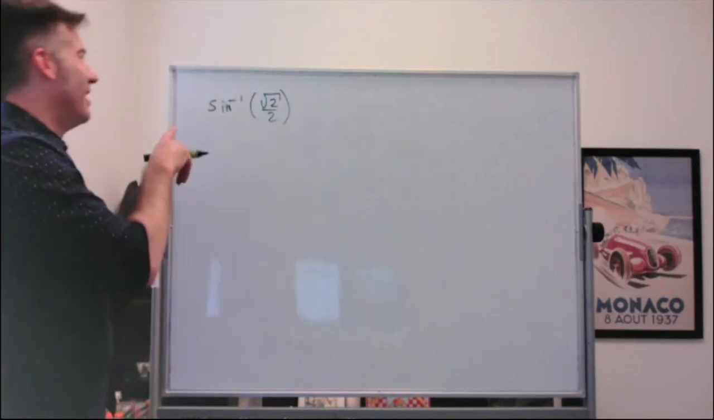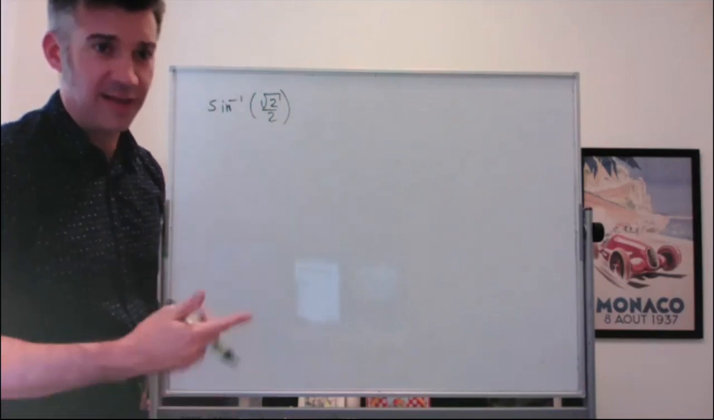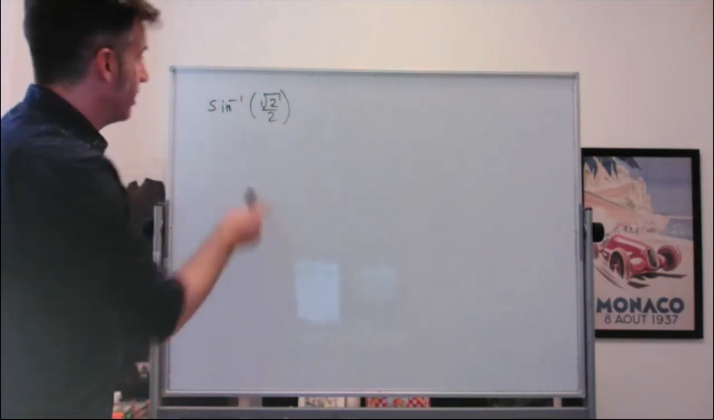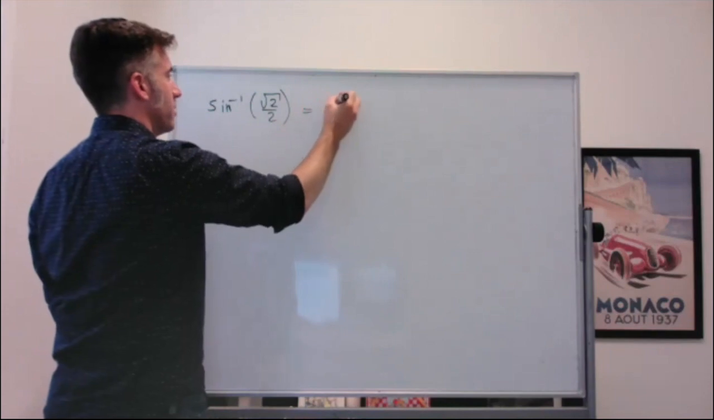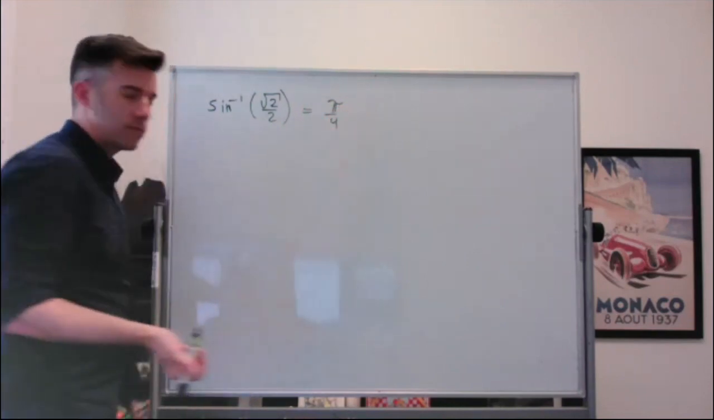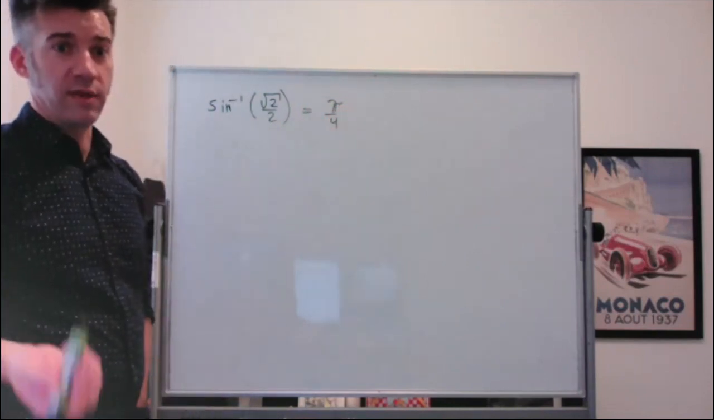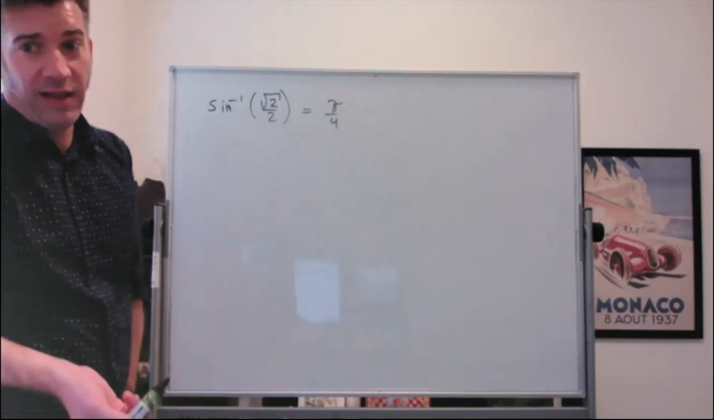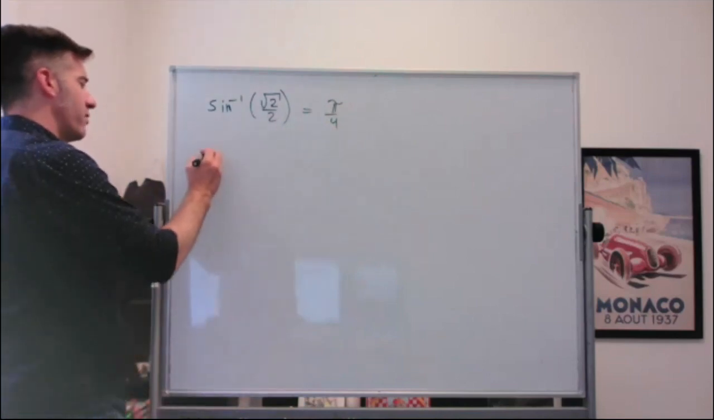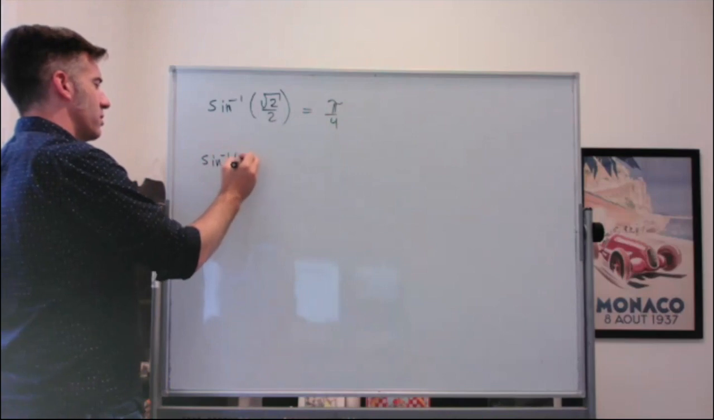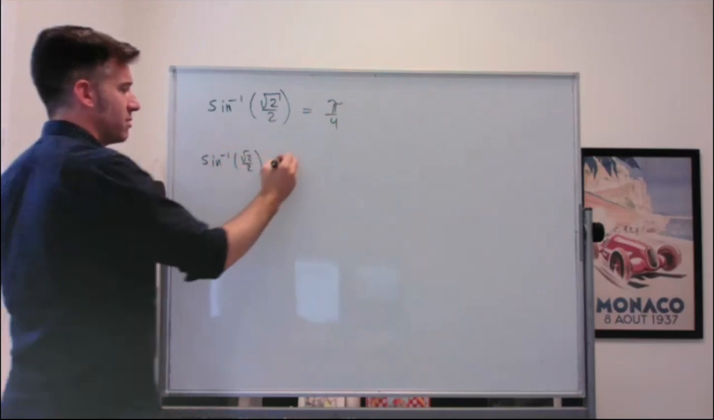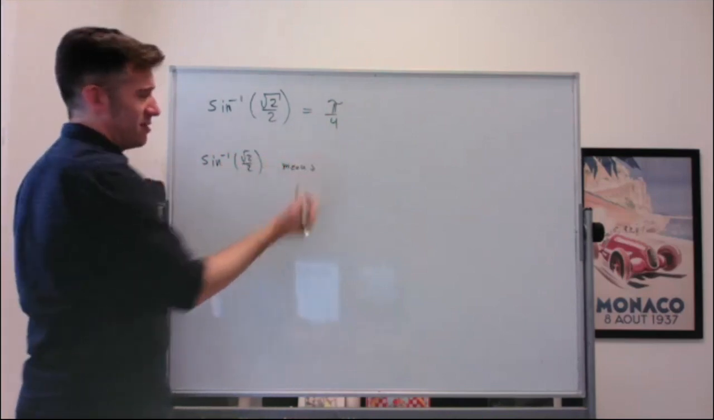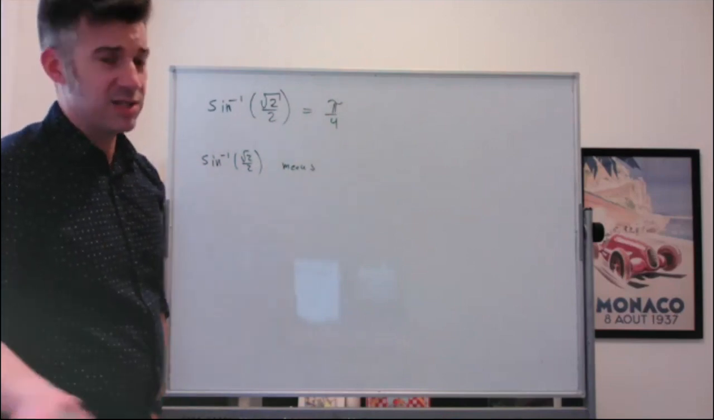So I'm actually going to write the answer first because I think that might help me better. The inverse sine of root 2 over 2 is pi over 4. We know we're looking for the angle whose sine is root 2 over 2, and that's the words we want to write. So the inverse sine of root 2 over 2 means, and you do not have to be eloquent here, just as long as you can get the point across.